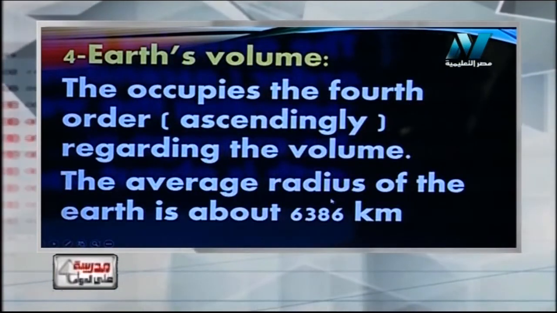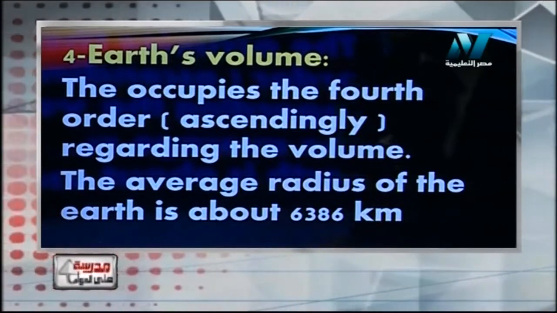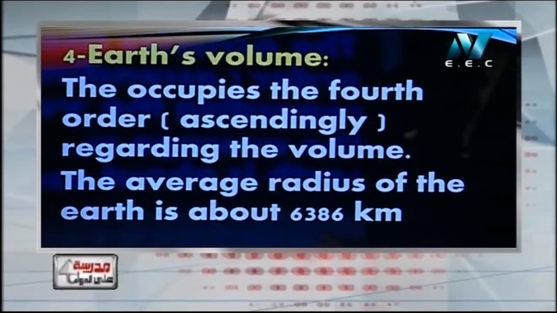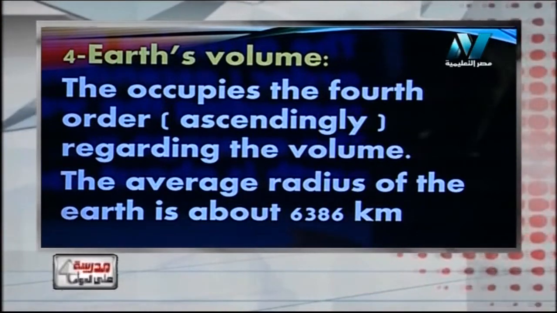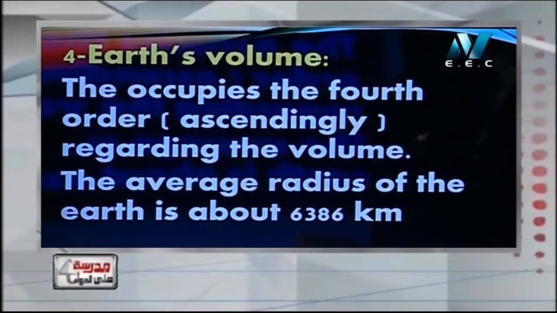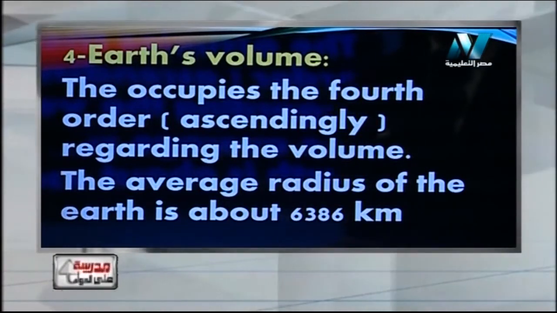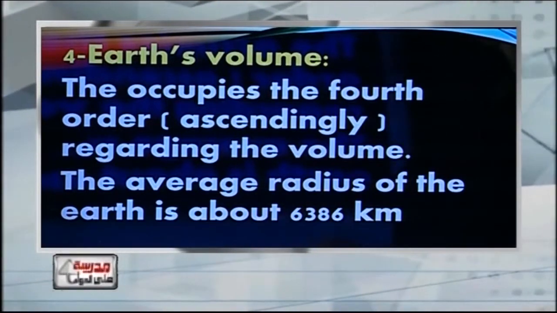Number 4, Earth's volume. The Earth occupies the fourth order ascendingly regarding the volume, and the average radius of the Earth is about 6,386 kilometers. 6,386 kilometers. It is an important number. Again, the Earth occupies the fourth order ascendingly from the smallest to the largest, because the Earth is the biggest inner planet. And note, my dear students, it is a planet, not a plant. A plant is a living organism, but a planet is a celestial body.